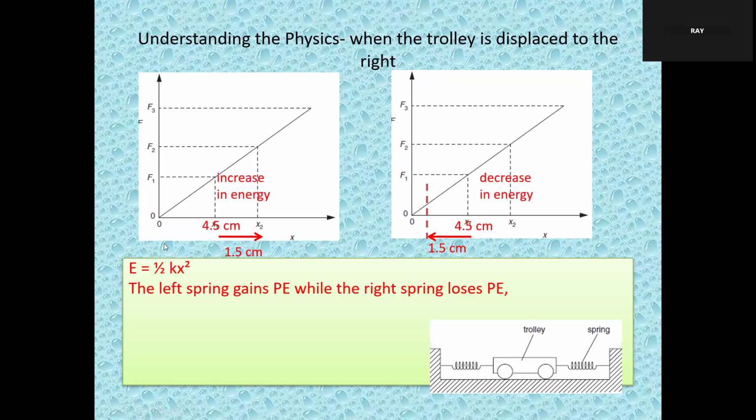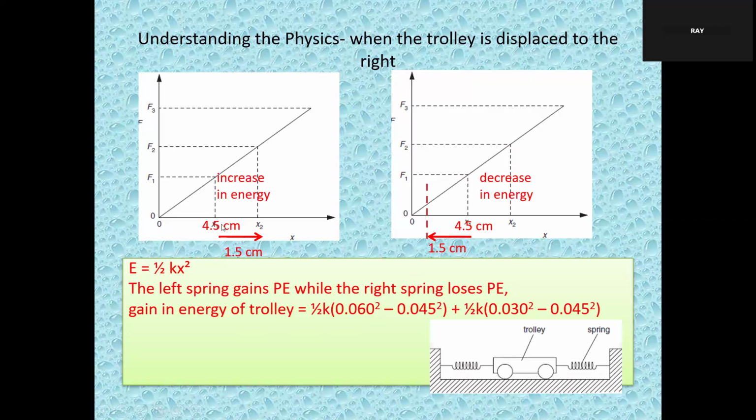Right? The left spring gains potential energy, while the right spring loses potential energy. Gain in energy of the trolley. Just use the formula that we have derived just now. This one is 6 x 2. Change it to meters.